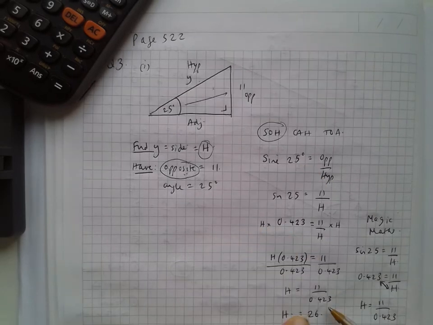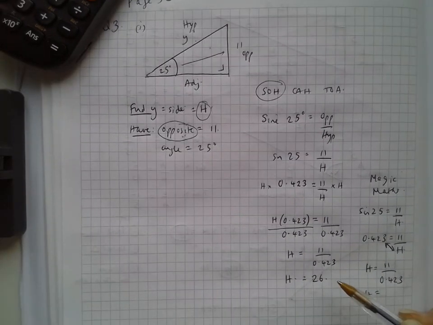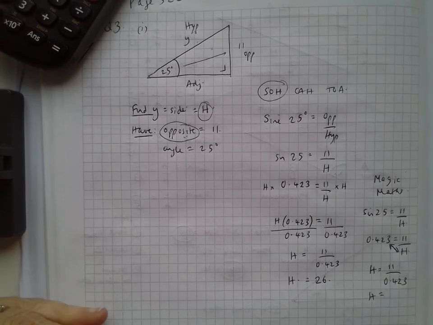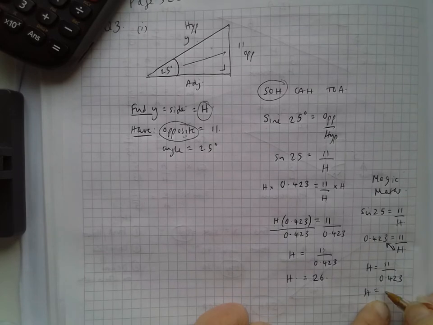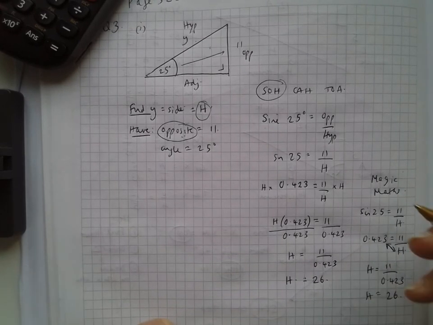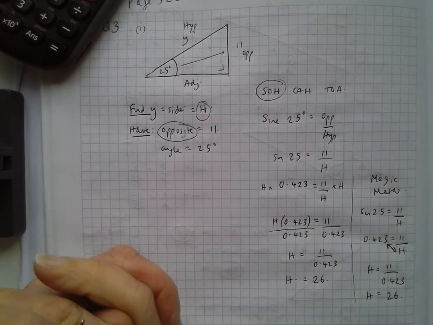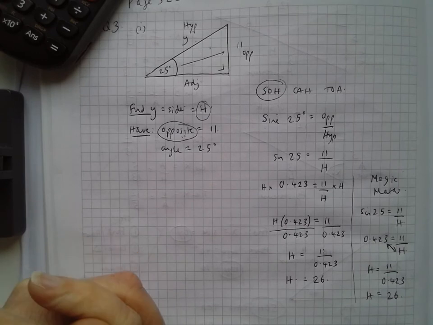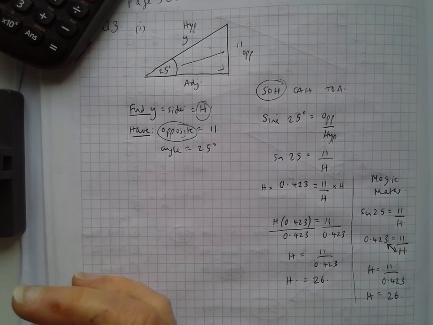But for some of you, remembering to swap will be easier than remembering to multiply first by the h and then dividing by the 0.423. So I get h is equal to 26. I don't mind if you use magic maths. Obviously, in the long run, if you're going to go on and use maths in college, it's better that you understand why the magic maths works. But I'm not going to stress too much about it. If you want to just swap those two, that's fine.